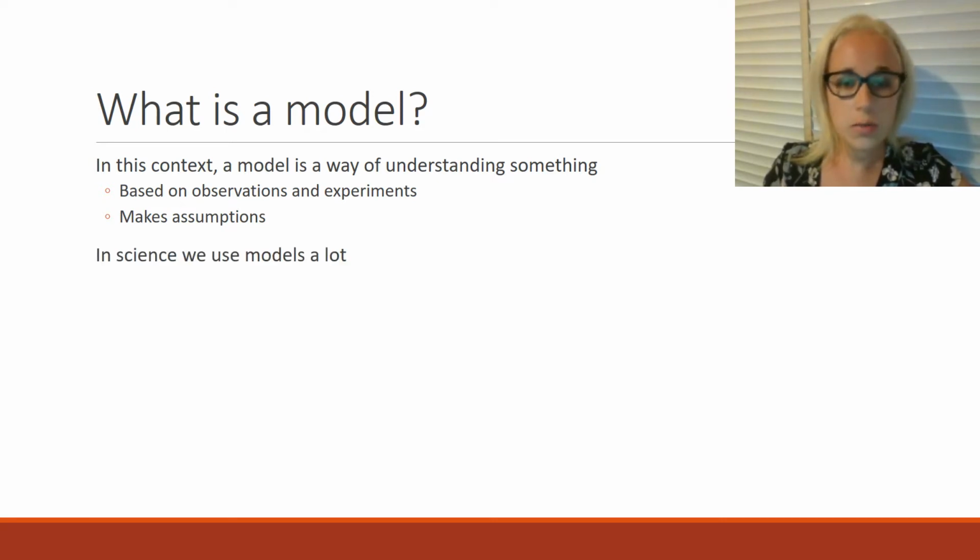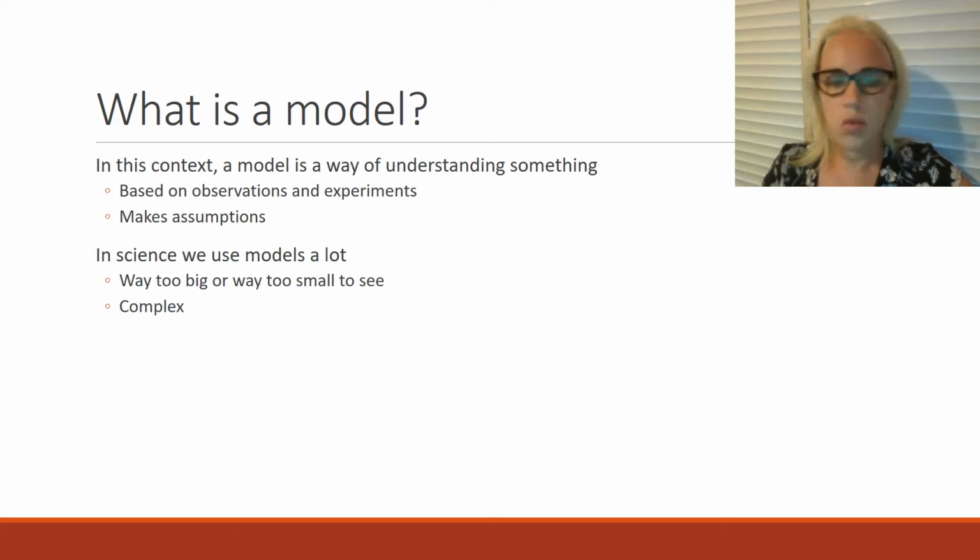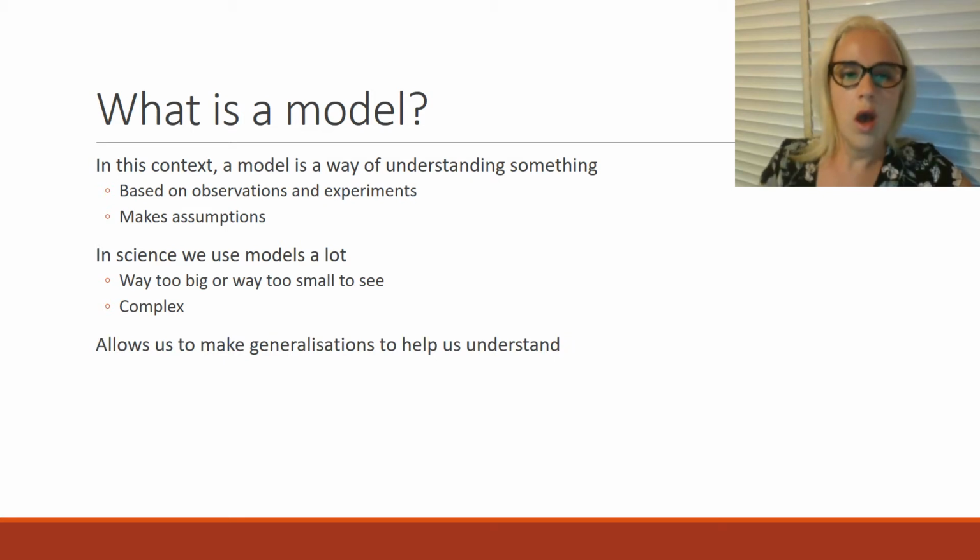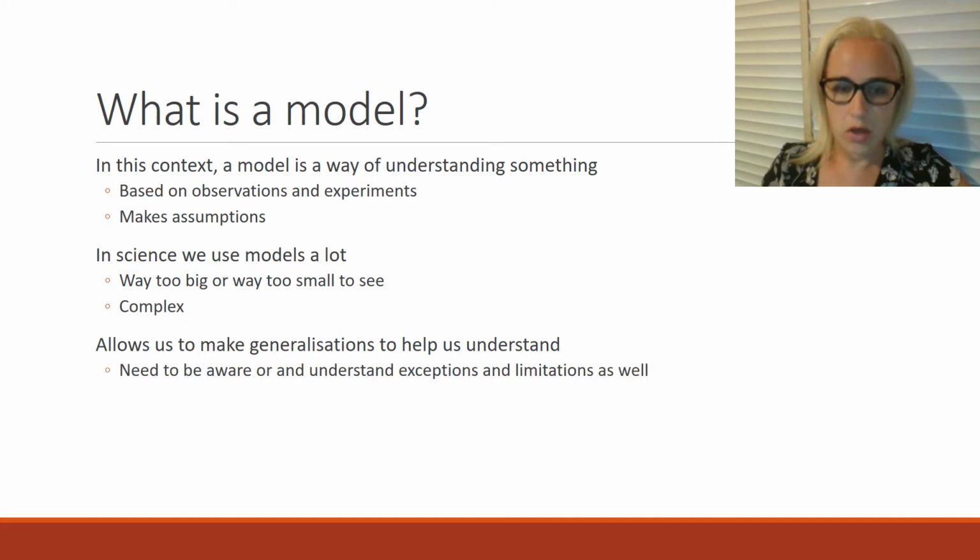In science, we use models a lot, often because things are way too big or way too small to see, and also because situations are often very complex, and models can help us to visualize them or to represent them or to understand them in a way that's more meaningful. Models allow us to make generalizations to help us understand what's going on.